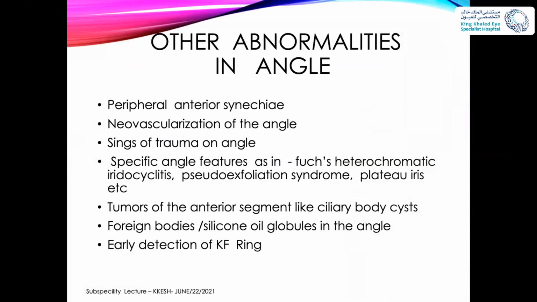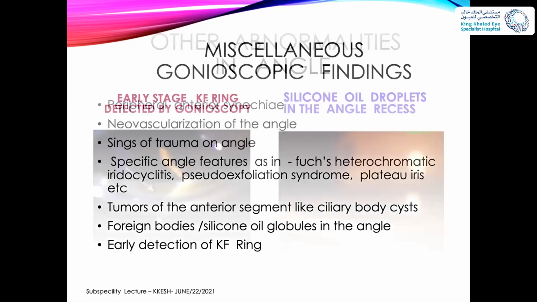So what other abnormalities can be seen in an angle? You could look also for peripheral anterior synechiae, neovascularization, signs of any trauma, tumors, and also sometimes you are able to diagnose some diseases just from looking through the angle. We'll see a few examples. And also in cases of foreign bodies and early detection of Wilson disease, as in the Kaiser-Fleischer ring.